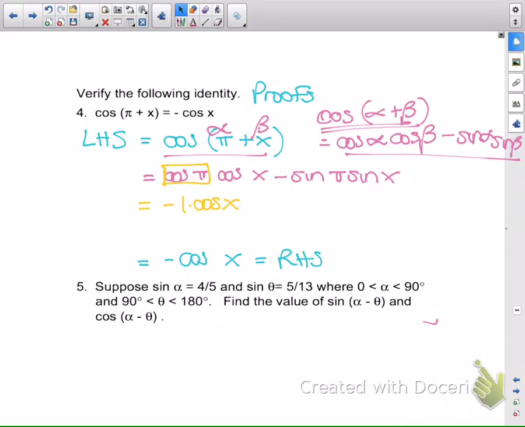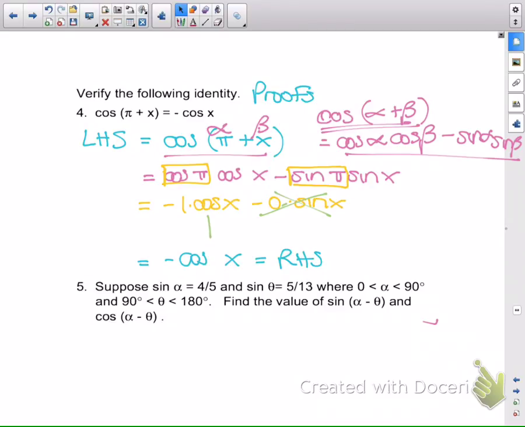Do I know anything about sine at pi? Yes, I do. What is the sine at pi? 0. I keep that, and I multiply by the sine x that was there. Well, we also know something about when I multiply something by 0, what happens? It disappears. So what is left in that formula?